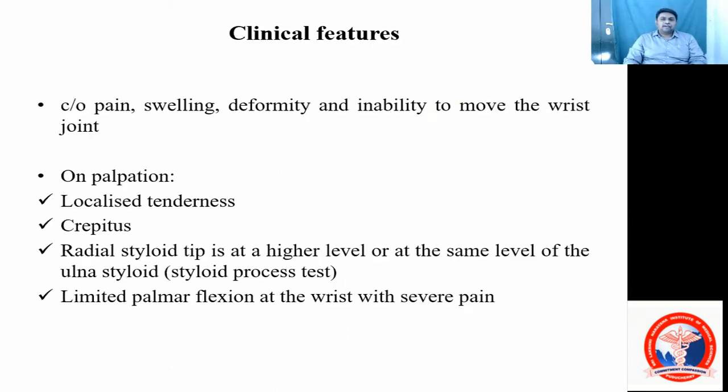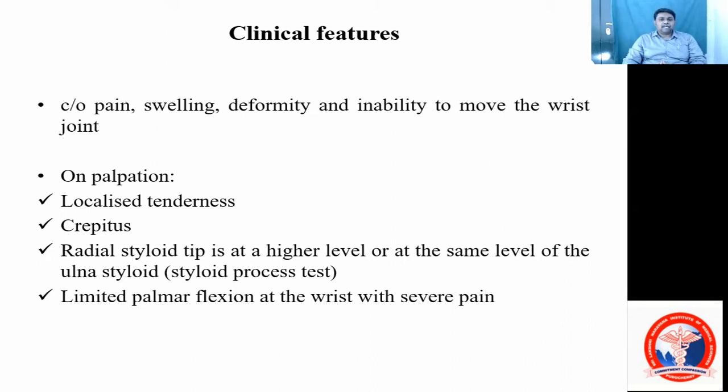So what are the clinical features which you are going to see? The patient always complains of pain, swelling, and deformity. And the patient's other complaint is inability to move the wrist because of the severe pain. On examination, what are you going to see? There will be localized tenderness. Crepitus will be there. The radial styloid tip will be at the same level as the ulnar styloid process or at a higher level. This test is called the styloid process test.